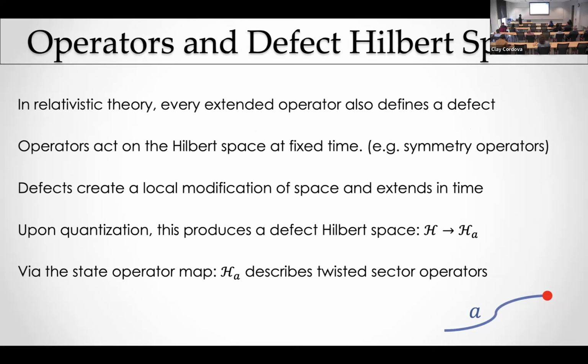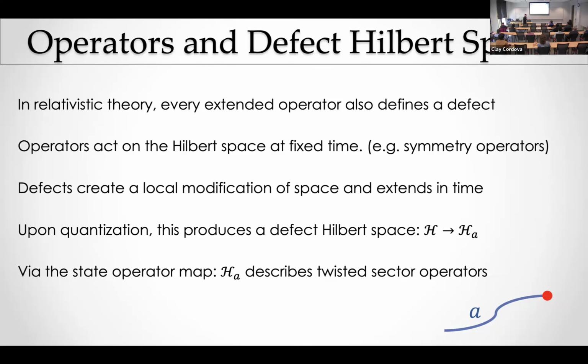I mean, imagine you quantize, you have one spatial dimension. Imagine you quantize on a circle. If you quantize on a circle with no defects, this is the standard Hilbert space, and by the state operator map it describes the local operators in the theory.